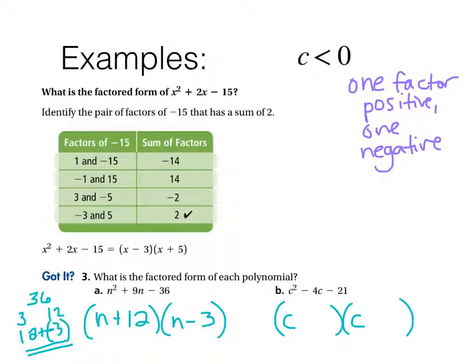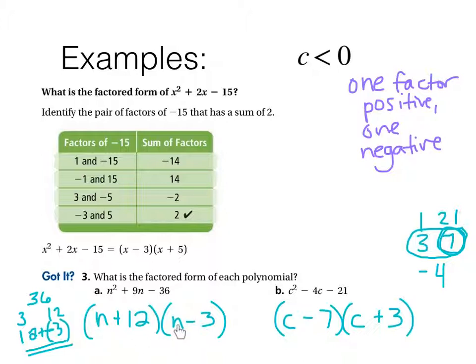Anyway, factors of negative 21 add up to negative 4. Well, the only factors of 21 are 1 and 21 and 3 and 7. And there's the one with a difference of 4. Now, if I want the 4 to be a negative 4 when I add those two numbers, then my 7 has to be negative, and my 3 has to be positive. Let's check it. C times C, C squared. 3C minus 7C comes out to negative 4C, and negative 7 times 3 comes out to negative 21. We did it.